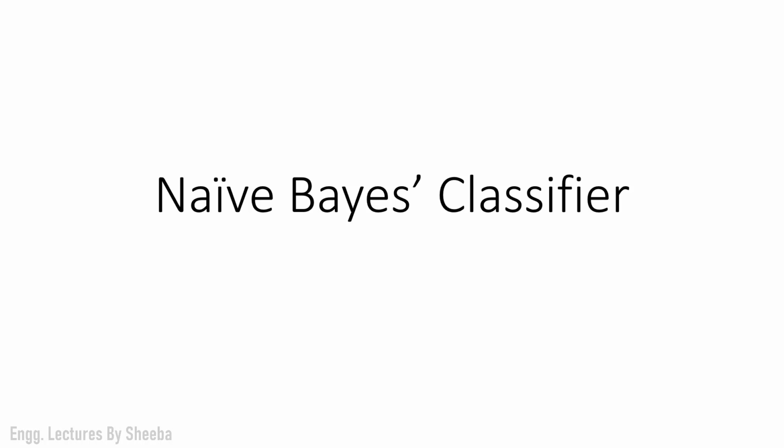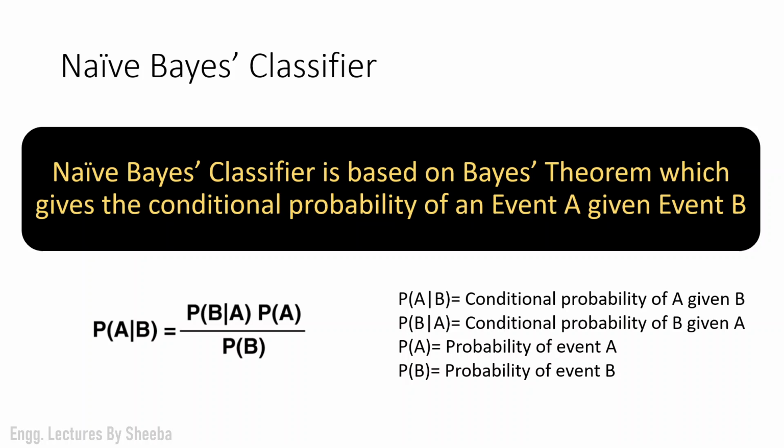Hello everyone. In this video, we will learn about the naive-Bayes classifier. Basically, the naive-Bayes classifier is based on Bayes theorem, which we have seen in the previous video. What is this Bayes theorem? It gives the conditional probability of an event A given event B. So this is the equation for Bayes theorem. So the naive-Bayes classifier is based on Bayes theorem.